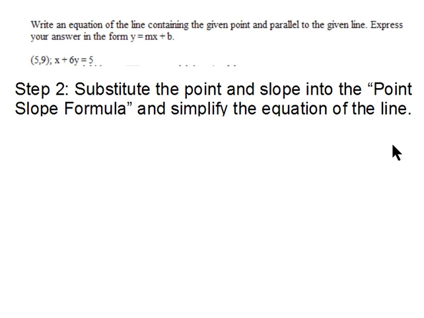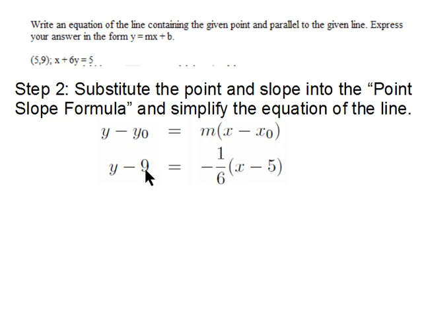Okay, second step, substituting the point and the slope back into the point slope formula. We know the point slope formula is y minus y naught equals slope times x minus x naught. x naught, y naught is just the point I'm given, 5, 9. And m is the slope that I just found, negative 1/6. And so I replace each one of these variables with a number. And I have y minus 9 equals negative 1/6 times x minus 5.